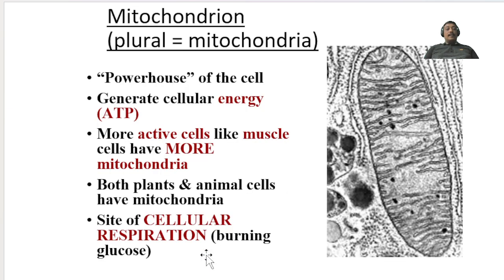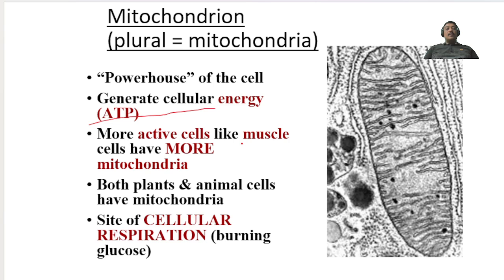The next organelle, which is also important, is mitochondria in plural, single mitochondrion, which has another name, powerhouse of the cell. Why? Because it generates an energy-rich molecule called ATP. Adenosine triphosphate is the energy-rich molecule. And you can see more mitochondria in cells which are actively involved in generating energy.